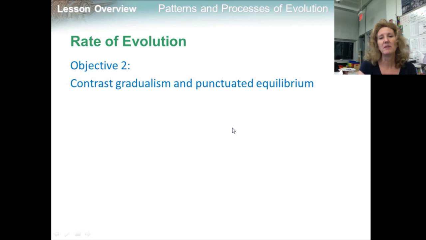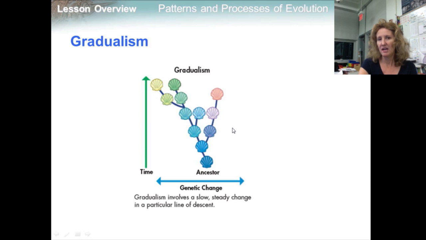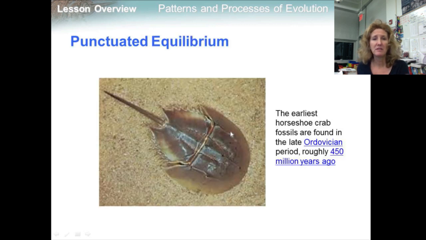Contrast gradualism and punctuated equilibrium. Gradualism involves a slow, steady change in a particular line of descent. Slow, steady change. The fossil record shows that many organisms have indeed changed gradually over time. Horseshoe crabs, for example, have changed little in structure from the time they first appeared in the fossil record.